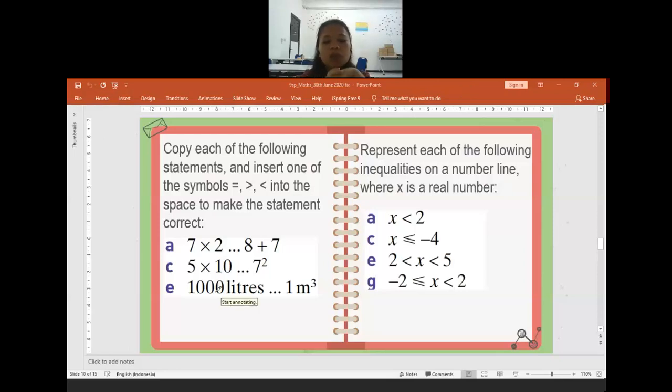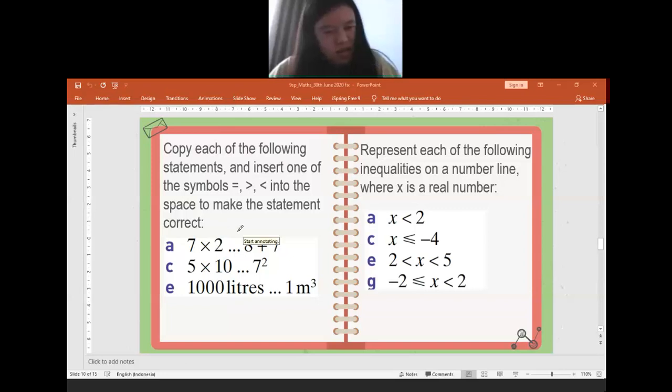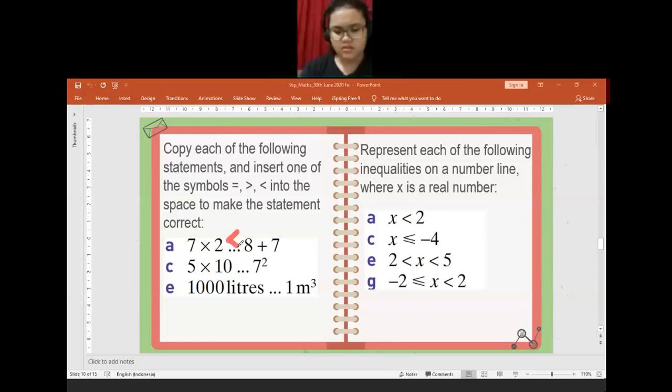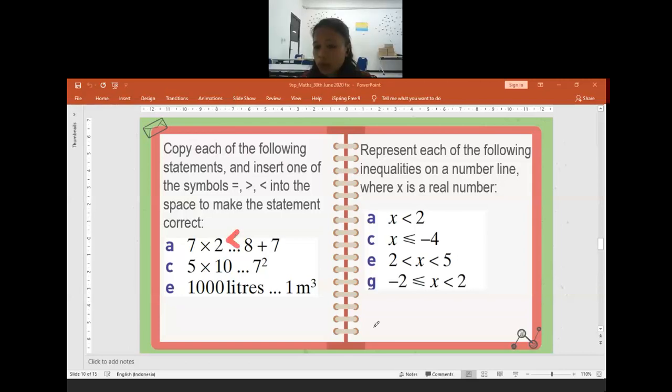Anyone want to help me? What sign do I have to write? Is it bigger than, or is it less than, or is it equals? For question 1a. Less than. Why is it less than or bigger than? Yeah, it will be less than. Anyone get confused? Why is it less than or something? Is there anyone get confused?